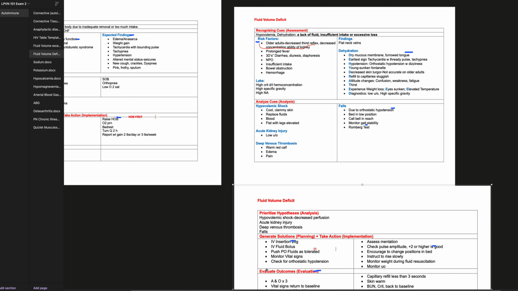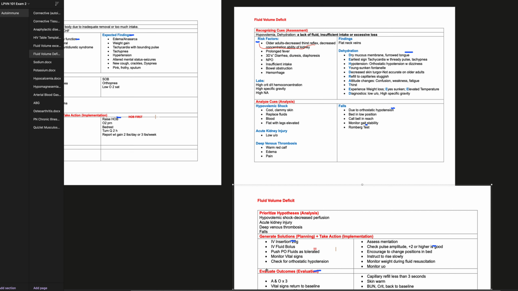NPO, anybody with a bowel obstruction, you can sequester 5 liters of fluid in your bowel if you're obstructed. Anybody hemorrhaging, obviously. So the findings, flat neck veins is something you are going to see. You can put them supine to see if their neck veins flatten. Remember the signs and symptoms. This is important. You can remember the mnemonic dehydration if mnemonics work for you.